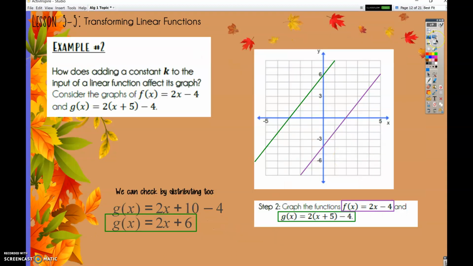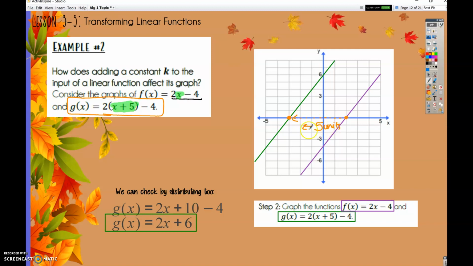Now if we change a value inside the parentheses, so notice how we have 2x minus 4. What if they were to put in, instead of just x, an x plus 5? So they replace just a simple x with an x plus 5. If we look at the graph over here, when I look at my second graph, my g of x graph, I will know that when I graphed this equation using some coordinates, it gave me the green one. I now see that I have my x-intercept moved over, and it is moved over 5 units.